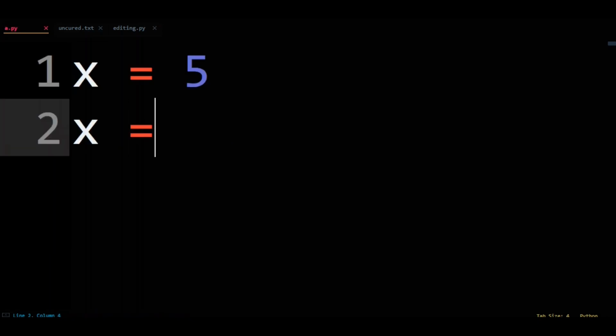Next, subtraction. Let's say we want to subtract 1 from x. The first way you might think up is to do x equals x minus 1. Like before, this is a valid line. To do it with an augmented assignment operator, you could do x minus equals 1. You read this like subtract 1 from x and assign that result back to x.